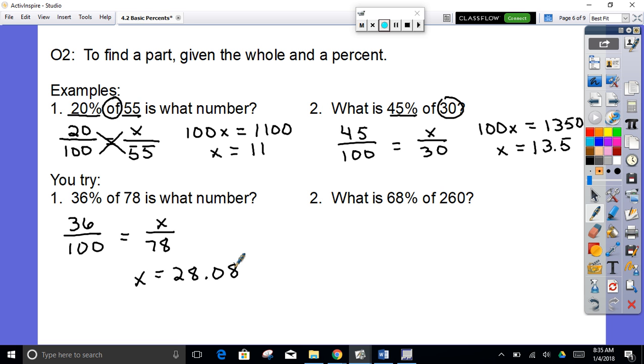Okay, Reed, next one. Should I do it? Yeah, do the answer. 176.8. Good. And how did you set it up? I set up 68 over 100 equals x over 260. Okay, last type. If there are no more questions on this type. Good?